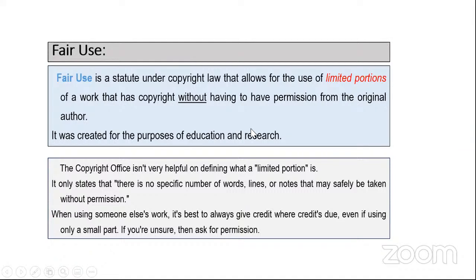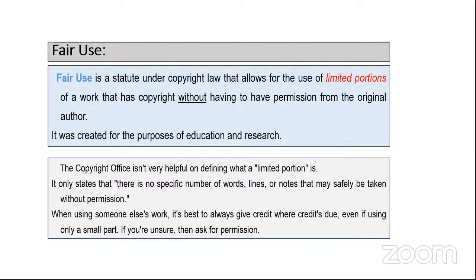So you do not need to have permission from the original author to publish it. Fair use was basically created for the purpose of education and research. So fair use can be used for publication, basically for education and research, because that is the only area or domain which is considered to be useful to humankind.